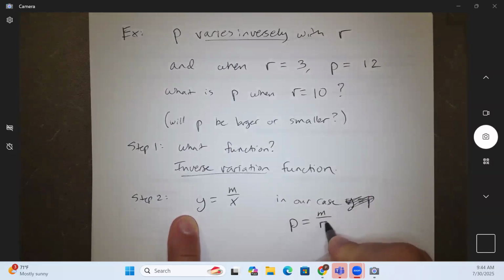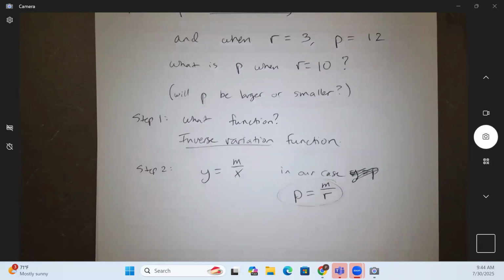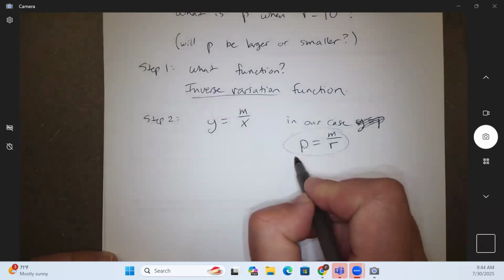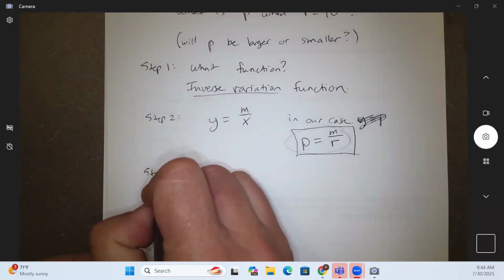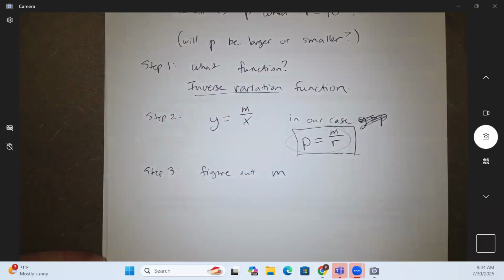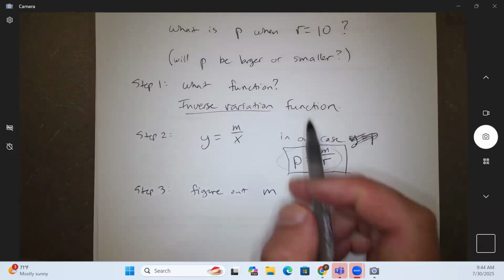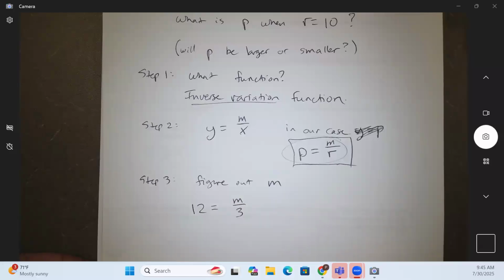So the input is going to be R. This is normally how we would interpret that. The truth is, mathematically, it wouldn't matter if we switched them, because it's a very, very simple relationship. So there's our function, P equals M over R. So now we're going to figure out what M is equal to. Because we know that P is 12 when R is 3.